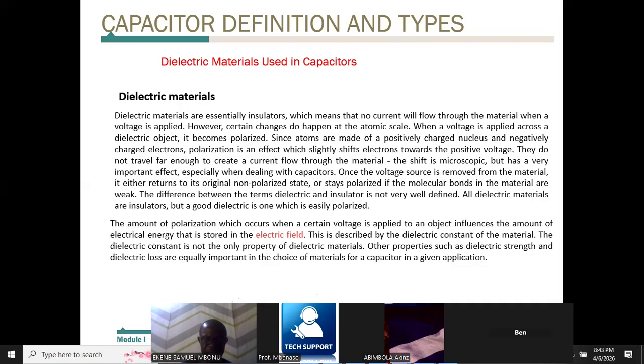The difference between the terms dielectric and insulator is not very well defined. All dielectric materials are insulators, but a good dielectric is one which is easily polarized. So this material doesn't conduct totally, but it is polarized once an electromagnetic field is applied and once a charge is brought between the terminals.